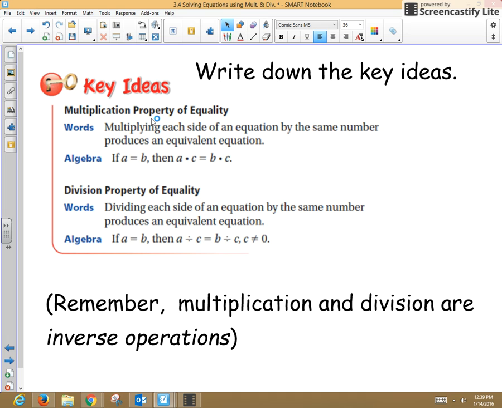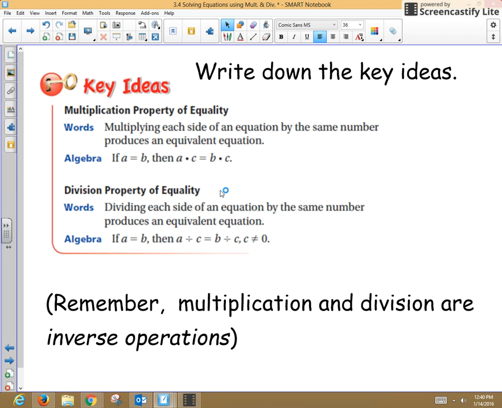First, we have the multiplication property of equality. It says multiplying each side of an equation by the same number produces an equivalent equation. So if we have A equals B, then A times C will also equal B times C. And the opposite is true as well.